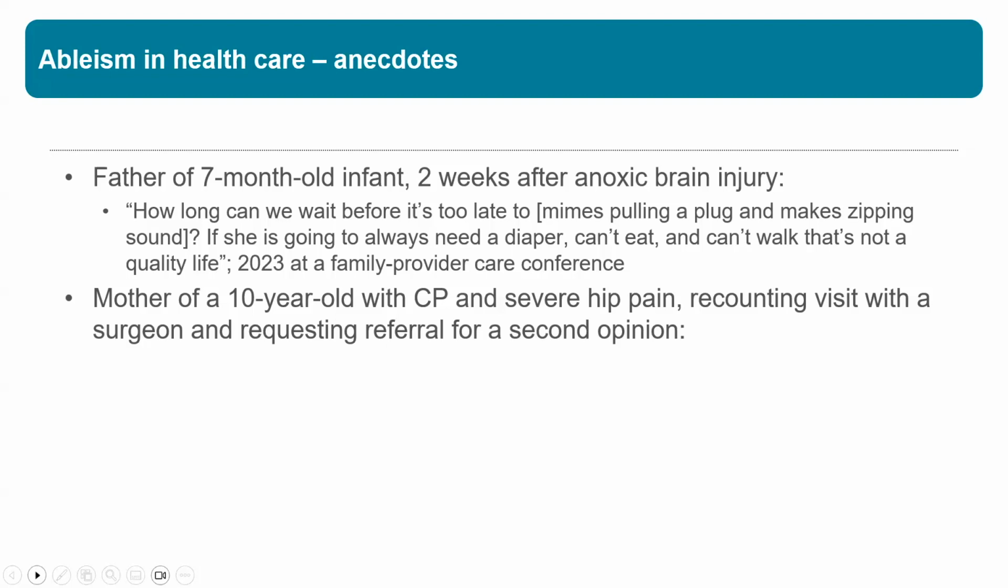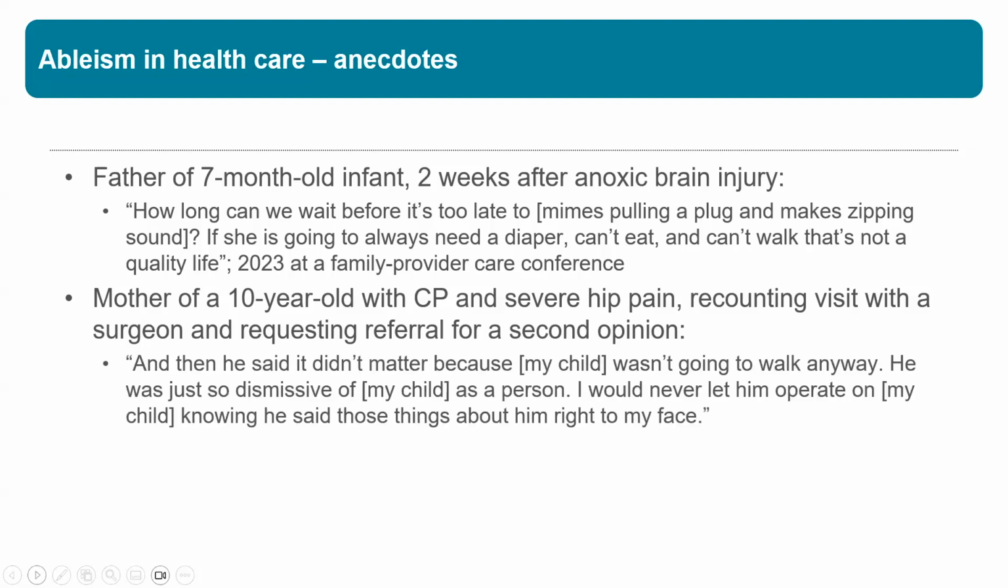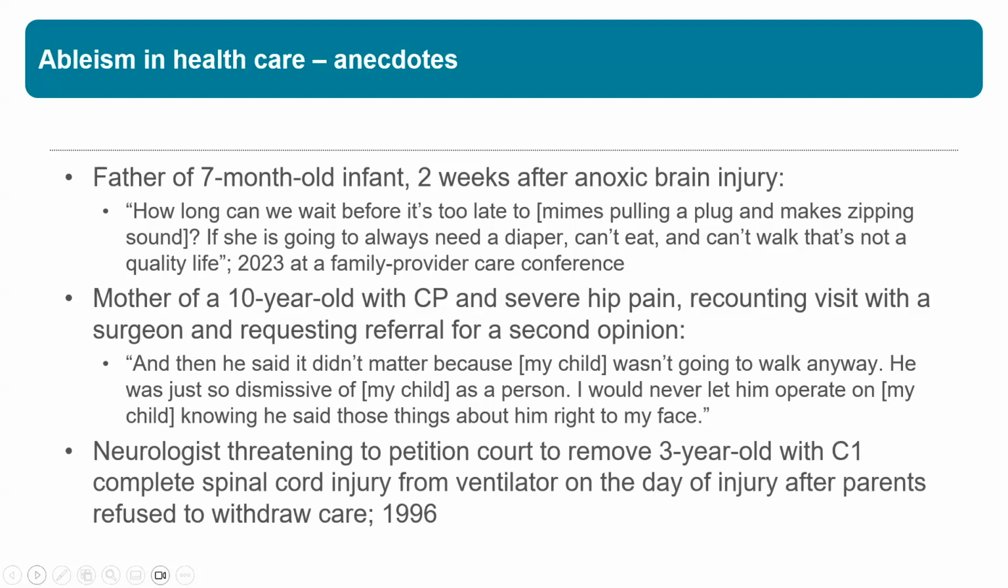And so the mom was recounting the visit that she had recently had with a surgeon and was requesting a referral for a second opinion, because the surgeon had told the mom that it didn't matter because my child wasn't going to walk anyway. "He was just so dismissive of my child as a person. I would never let him operate on my child, knowing he said those things about him right to my face." And so they were referred to a different orthopedic surgeon.